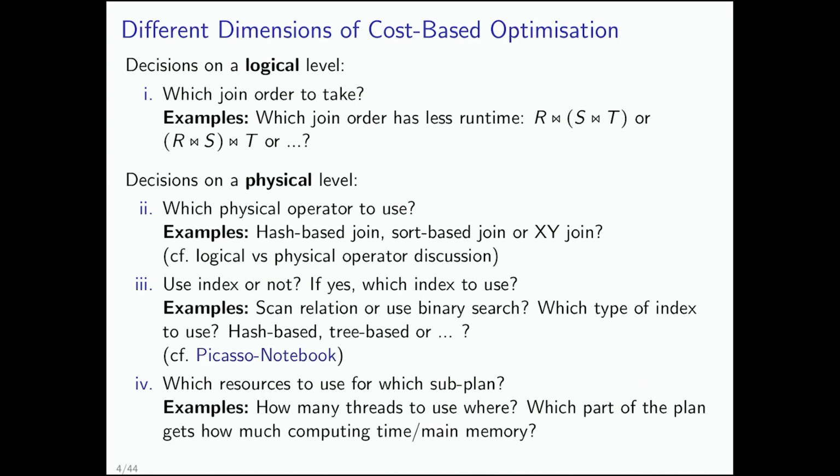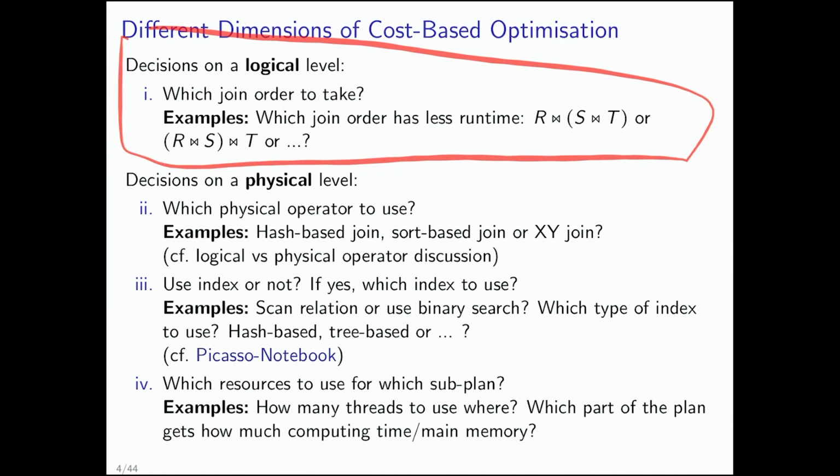So what are the different dimensions of cost-based optimization? There are decisions on the logical level and the physical level. If you think about it, we have these logical operators, the Greek letters and join symbol and stuff. And we have the physical operators, like how is a join algorithm implemented? How is a selection implemented, through a scan or through an index access? These kinds of decisions. So on the logical level, we can make decisions on the join order.